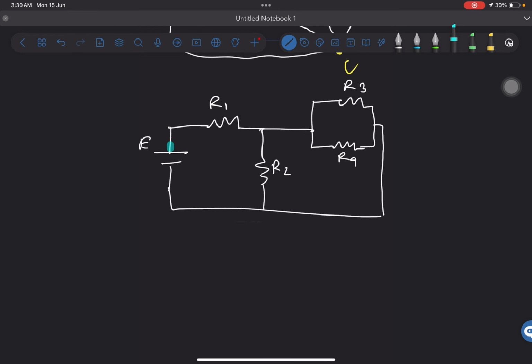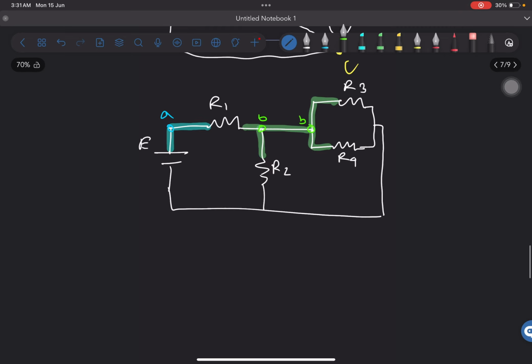Now you can see, okay, so this is one part, so I can say this is A, because there's a break, and then we go from here to here, one break, and then from here to here, another break, here to here, another break. Okay, so I can say that all of these are B. These are B.